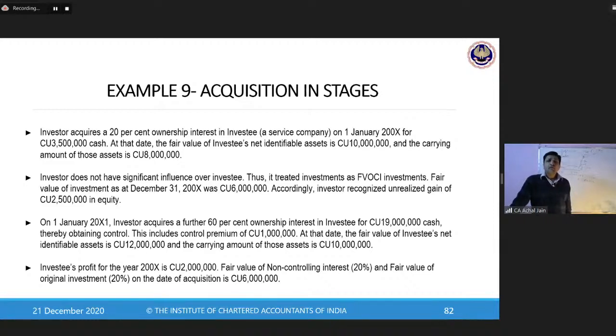Fair value of NCI. Now, what is NCI? On this date, what will be the percentage of NCI? 20%. Why? Because 20 plus 60, that is 80%, goes to the investor. So, what will be the percentage of NCI on this date? NCI will be 20% on 31st of December, or you can say on 1st of January 2000 X1.